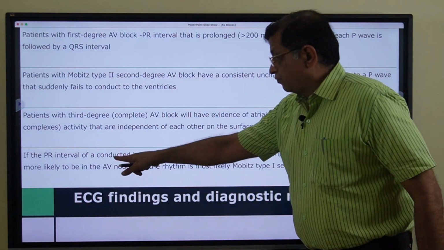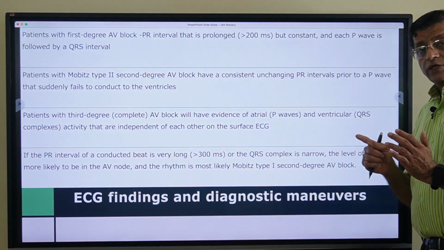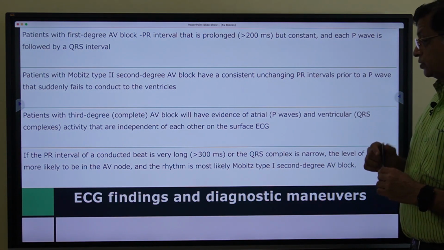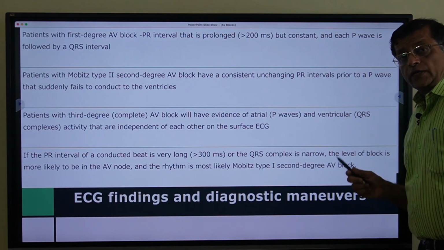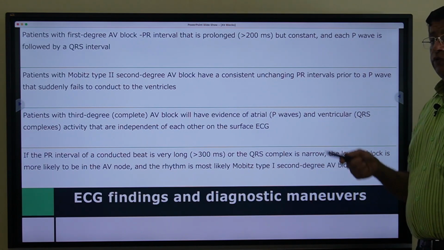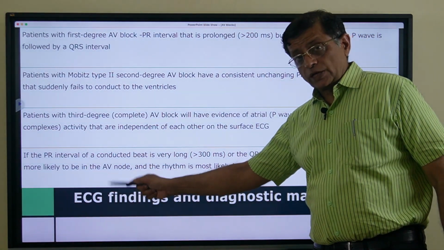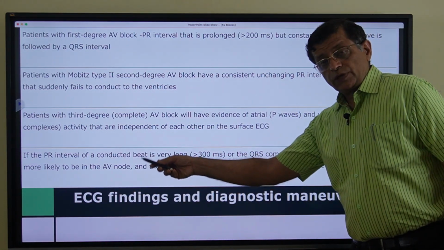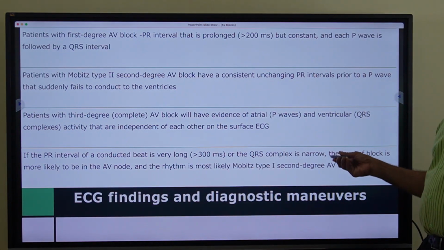If the PR interval of a conducted beat is very long, so the beat is conducted, but the PR interval is very long, for example more than 300 milliseconds, and the QRS complex is narrow, then it is more likely that the ECG we are looking at has a Mobitz type 1 AV block, because here the pathology seems to be in the AV node, because the PR is very long and the QRS duration is normal.